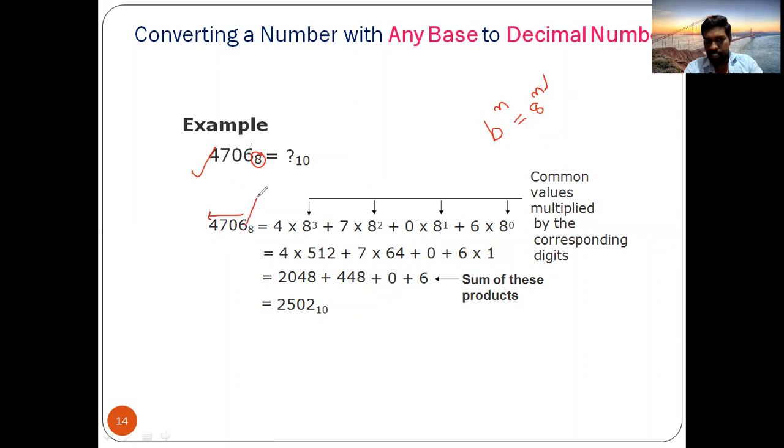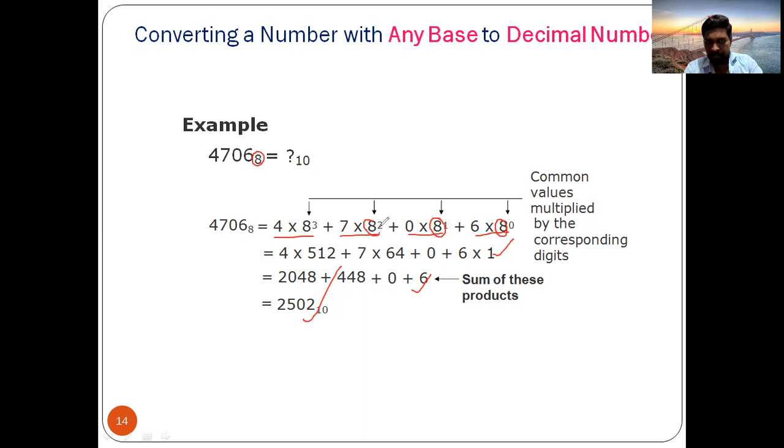So first 6 with 8 power 0, 0 with 8 power 1, 7 with 8 power 2, and 4 with 8 power 3. I multiply it like this: 6 into 8 power 0, 0 into 8 power 1, 7 into 8 power 2, and 4 into 8 power 3. Then normal simplification, multiplication, addition, and you will get the final answer 2502. This is base 10. Whatever the base present here, that base should come here.